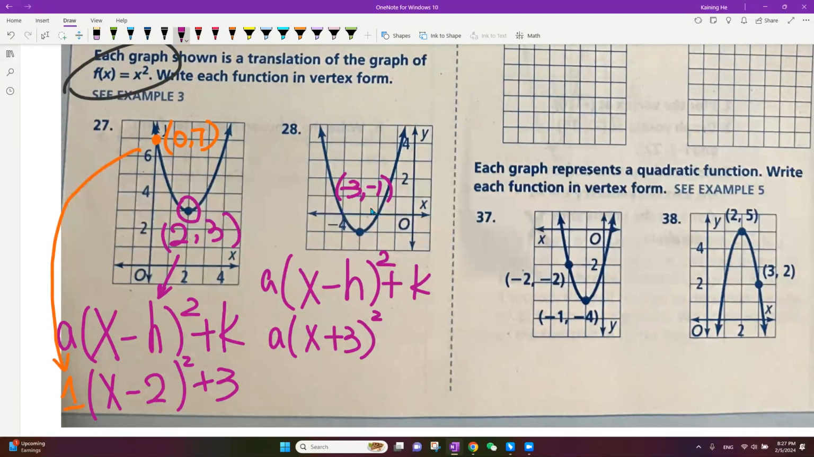Or also you can plug in the -3 in the h. Negative, negative makes a positive. After that, -1. But again, I need to look for another point. I'm going to change the color. Look for another point to test. You can look for this one or this one, either one.